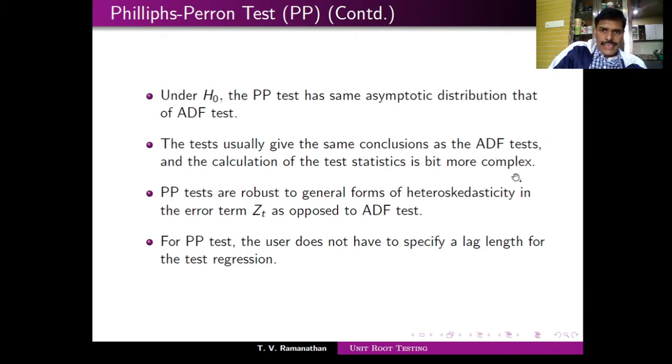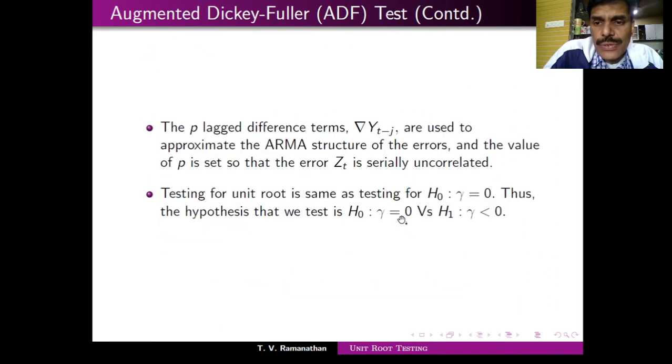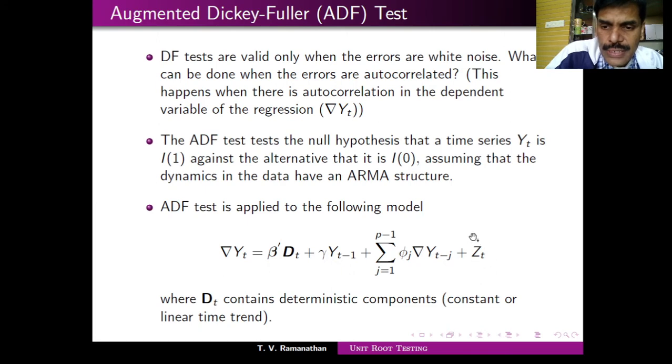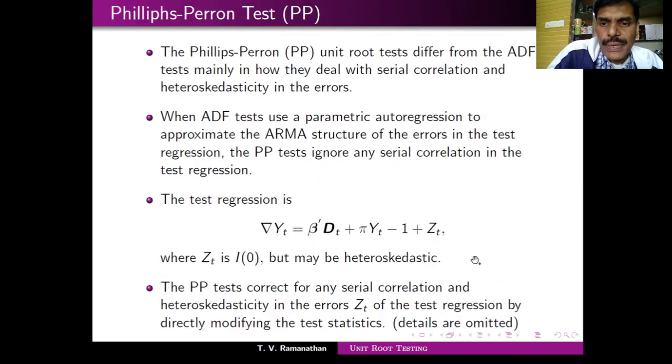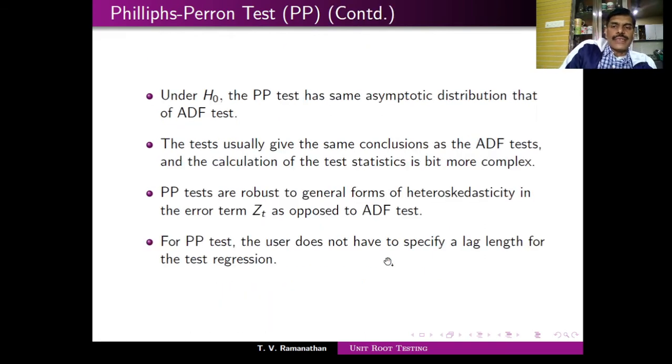But the calculation of the test is a bit more complex, and PP tests are robust to general forms of heteroscedasticity in the error, as opposed to the ADF test. Now, the ADF test, as I told you, will not allow heteroscedasticity here. But in the case of the PP test, because we are adjusting for that, even if this is heteroscedastic, it is not going to make any change in the test statistics or theory, because that's the way the test is constructed. So it is robust to the general form of heteroscedasticity in terms of zt as opposed to the ADF test.